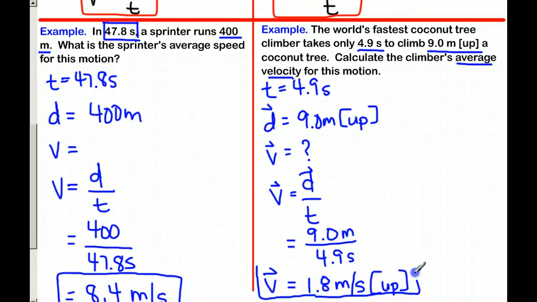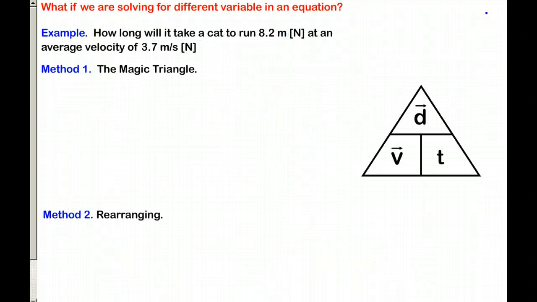and you are done. Okay, so we won't always be given distance and time or displacement and time, so I just want to show you one extra piece of information that's going to be super useful to you throughout the rest of the course, because a lot of these formulas you'll be able to use this method. So what if we're solving for a different variable in the equation?